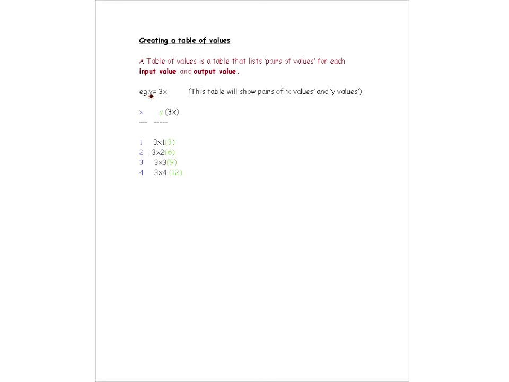So to create a table of values, you want to come up with some numbers for the input values. So we're going to say X equals 1, 2, 3, 4. Those are easy ones to use. And then we plug X equals 1 into the equation and see what we get for Y. Because Y equals 3X, Y equals 3 times 1 gives us 3. So when X is 1, Y is 3. When X is 2, since Y is 3 times 2, Y is 6. So that's how you create a table of values. These blue and green numbers, the matching numbers, are our table of values.